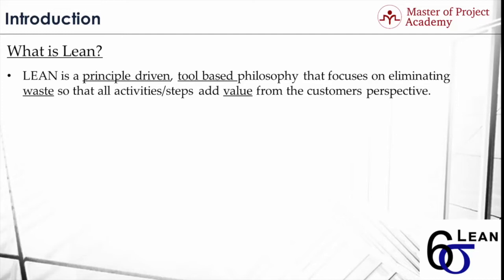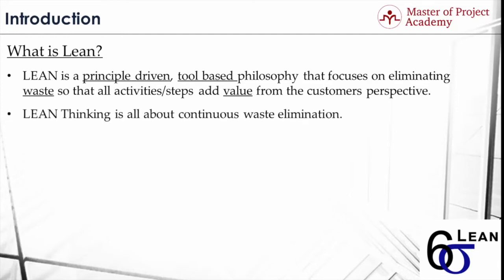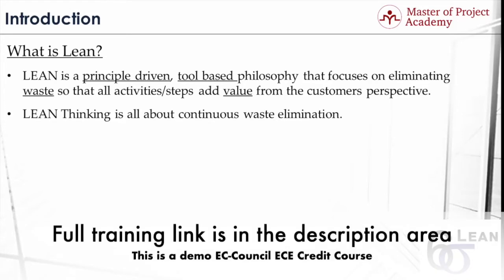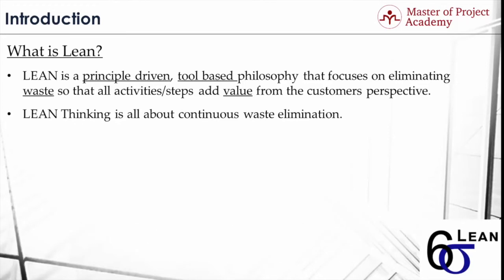the customer's perspective. Six Sigma is aimed at reducing the variability, as we discussed earlier. However, Lean aims to reduce waste. Lean thinking is all about continuous waste elimination. The waste is called muda in Japanese, which also means non-value-added activities. There are 8 types of wastes, or MUDA, or NVAs in Lean, which are as follows. Motion, waiting, overproduction, unutilized talent, overprocessing, defects, inventory, and transportation. And Lean aims to reduce these wastes.